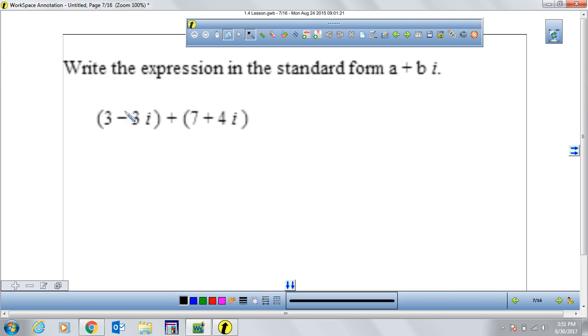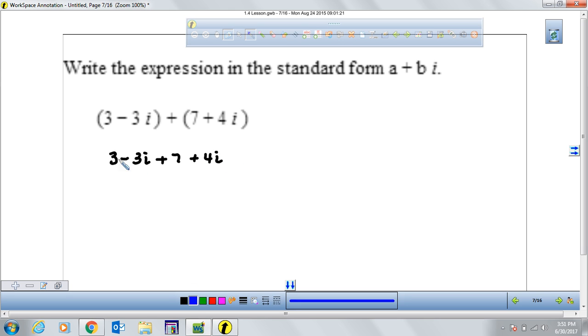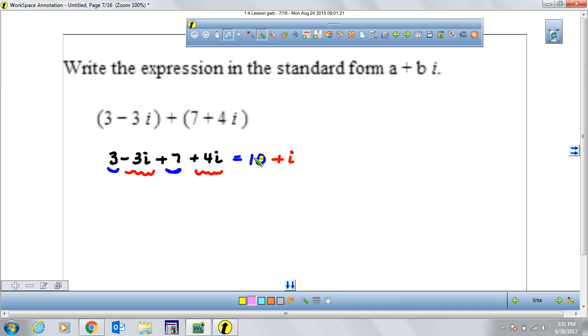Now right here, all we're gonna do is add those complex numbers by combining like terms. That's what we have to do. So the like terms will be, in this case, the 3 plus 7 right here, which is going to give me a 10. And then we also have these two like terms. Negative 3i plus 4i is going to be positive i, or positive 1i. So this is in the form a plus bi, 10 plus 1i.